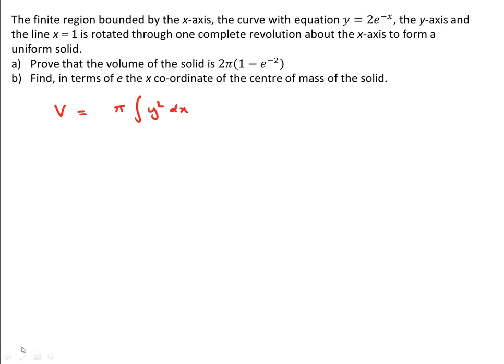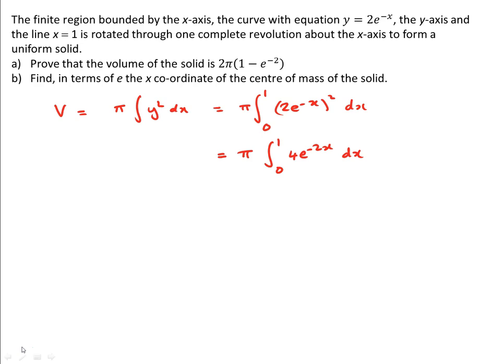We know that the volume of revolution for a curve that is rotated about the x-axis is given by pi times the integral of y squared integrated with respect to x. So in this case we have pi times the integral between 0 and 1 of 2e to the minus x all squared, which is pi times the integral between 0 and 1 of 4e to the minus 2x.